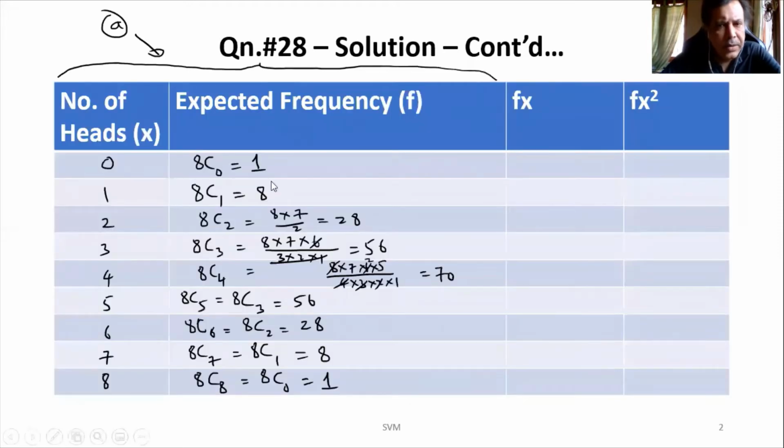Here it is. f into x, that means this f into this x. 1 into 0 becomes 0. 8 into 1 is 8. 8 into 2 is 16. 56 into 3 works out to 168. Then 70 into 4 is 280, since 7 fours are 28. 56 into 5 works out to 280 again.